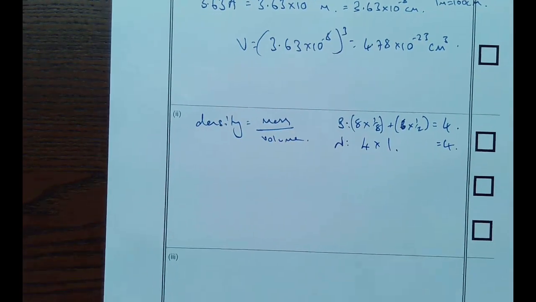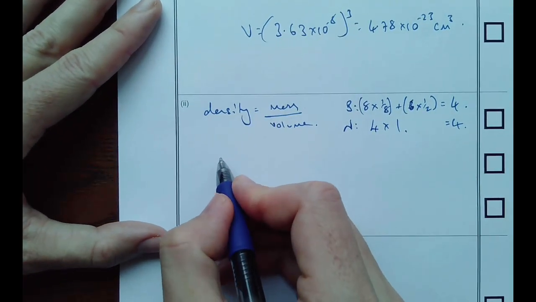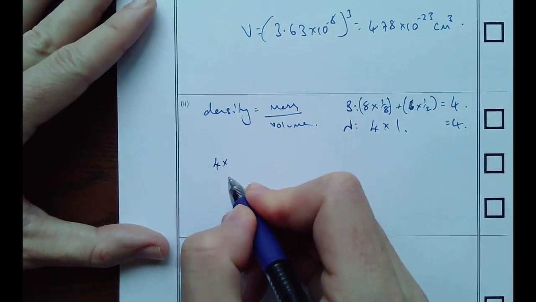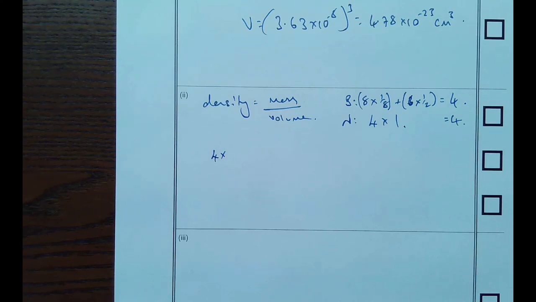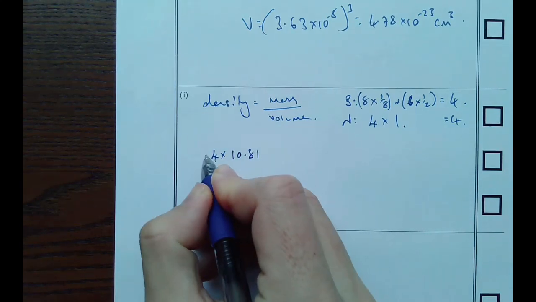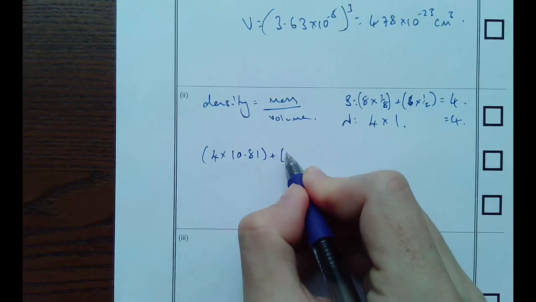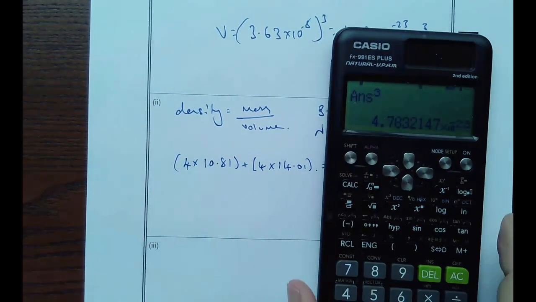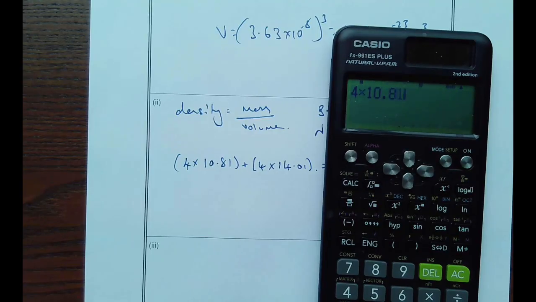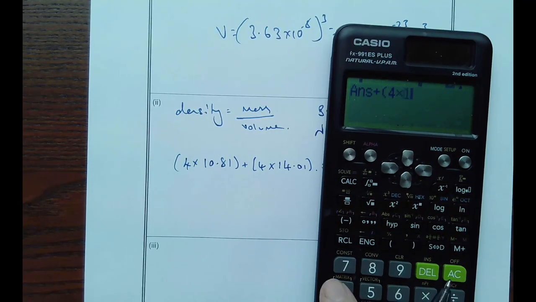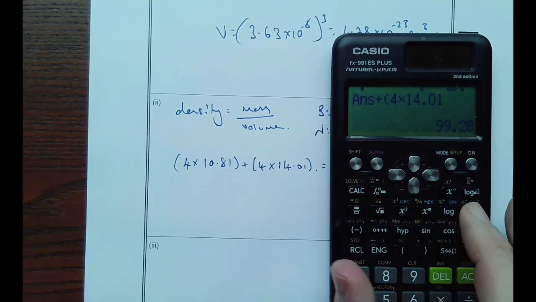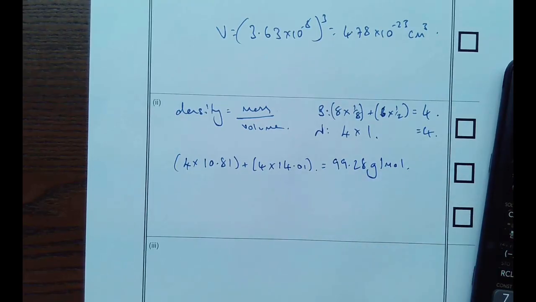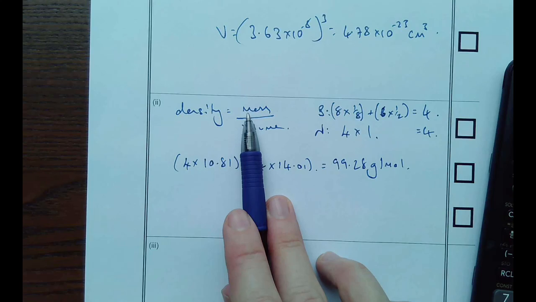So that's great. Okay. So then what I do is I work out the mass of each of these. So I do 4 times boron, which is 10.81, plus 4 times nitrogen, which is 14.01. Okay, and I'm going to work that out because it's going to be a little bit easier. 10.81 plus 4 times 14.01 gives me 99.28 grams per mole.